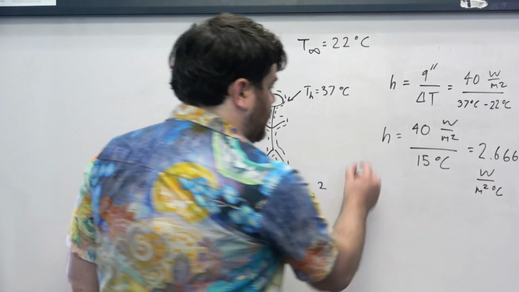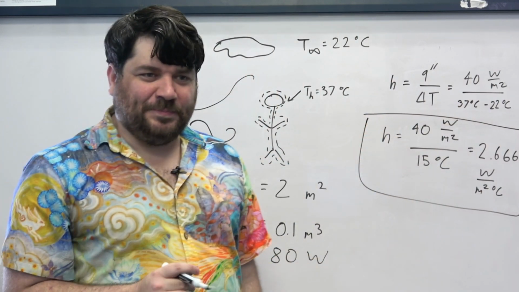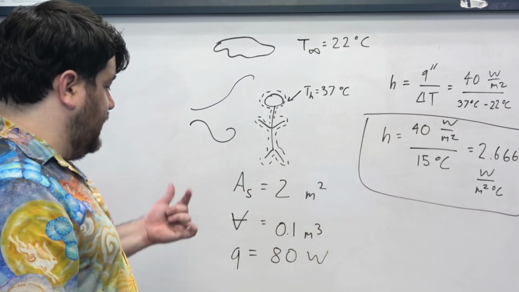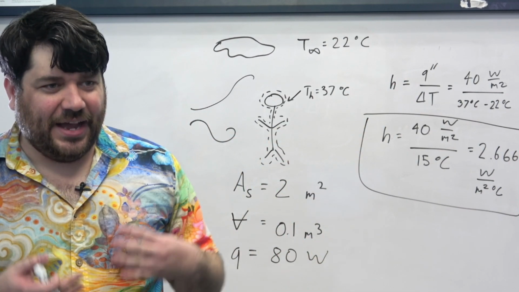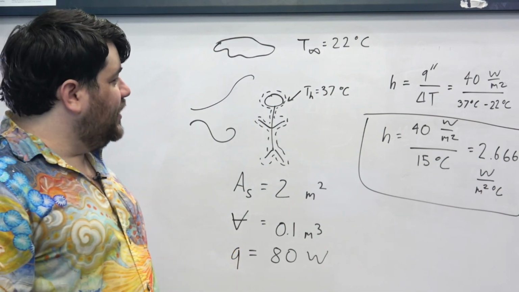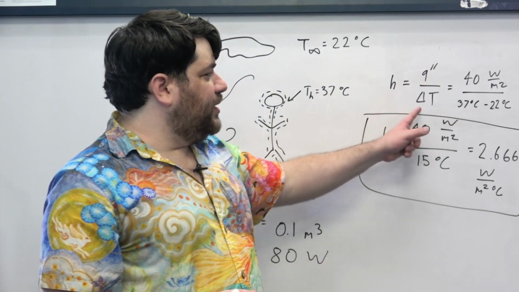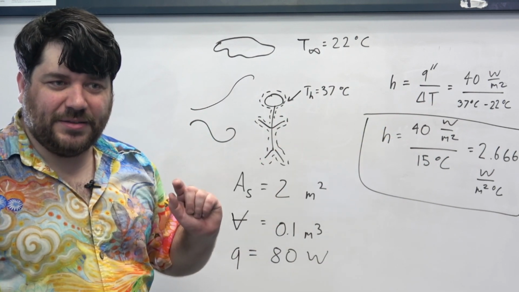Okay, so this is the answer to number 2. Okay, and we got it by noting that Q and Q double primes are related via either integration or multiplication of surface areas, and that we can use the equation Q double prime is equal to H times delta T to find that H. All right, so that is how we get to part 2.